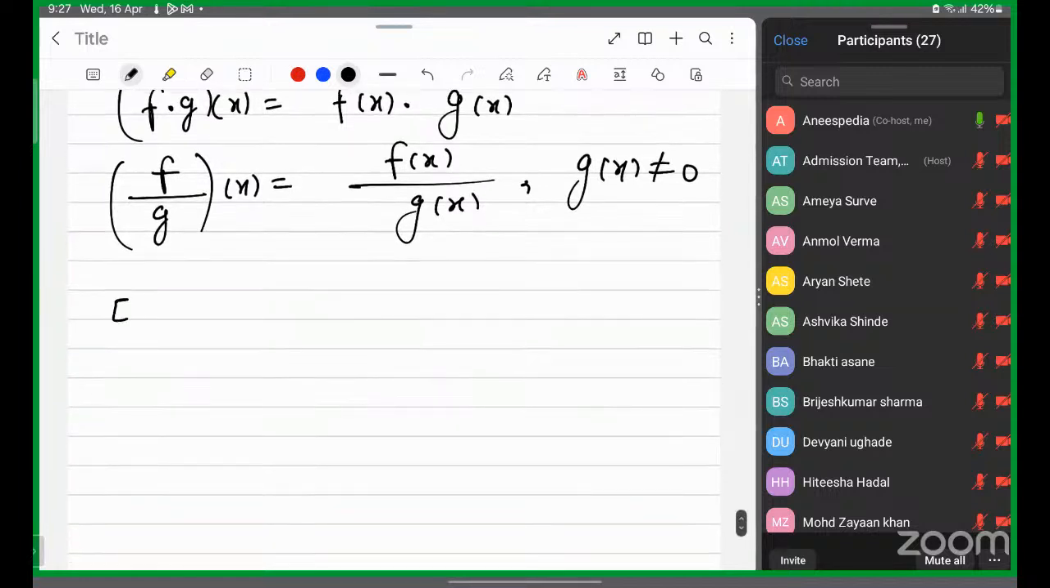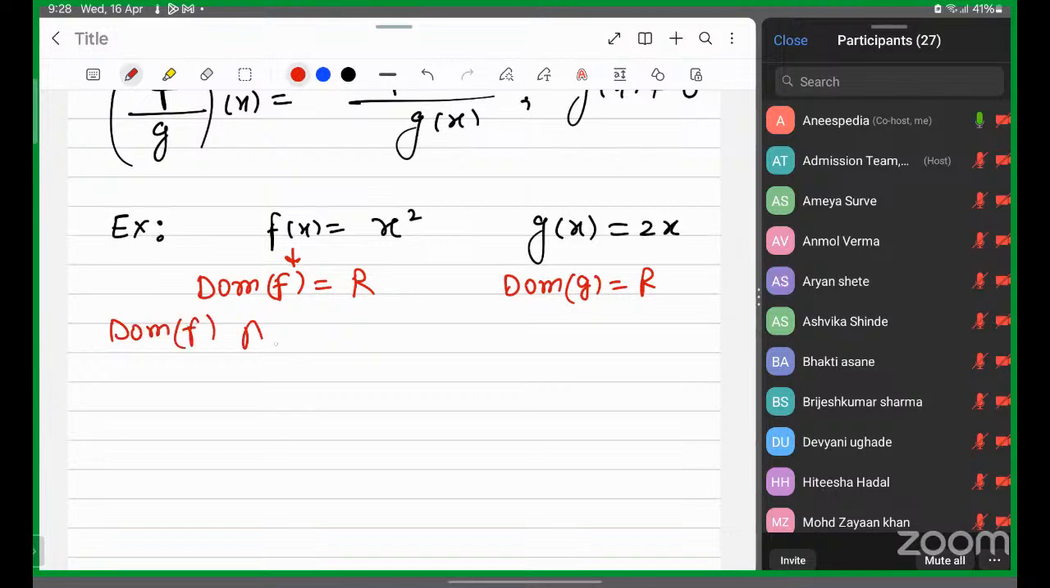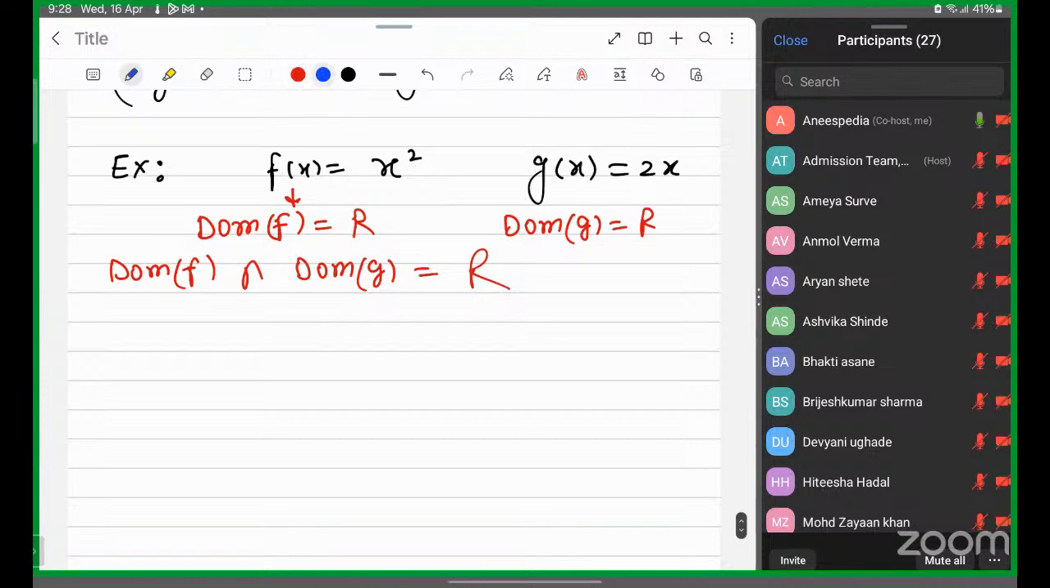Let's say we have a function f of x equals x square, and we have a function g of x equals 2x. Now, first of all, find the domain of f. The domain of function f will be R. The domain of function g is also R. So if you take the domain of function f intersection with the domain of function g, it will be complete R, which means these two functions can be added, subtracted, multiplied, and divided.